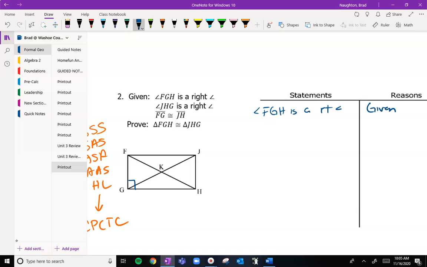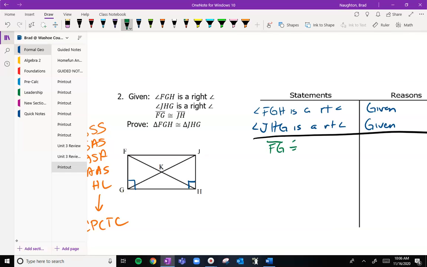And we might as well do the next one. It says angle JHG is a right angle. Put down our given. So anytime we have a right angle, I'm thinking HL right off the bat, but it doesn't have to be HL. Let's take a look at what we got here. We have FG is congruent to JH. So FG and JH would be considered a leg, right? We got our legs over here. And that's given.